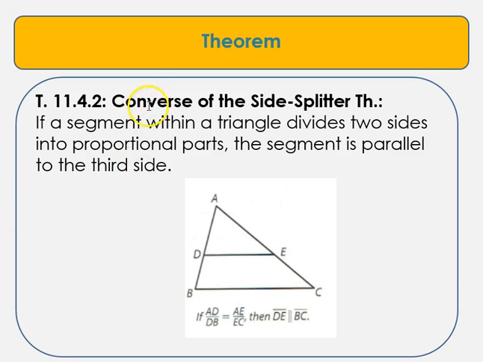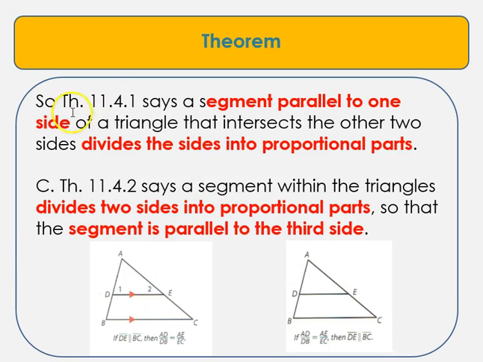There's a converse to our theorem. This is a converse of the side splitter theorem. If a segment within a triangle divides two sides into proportional parts, the segment is parallel. So this is the exact same picture, but what we've done is we've reversed the order of what we're solving for. And so 11.4.1 states that it's a segment parallel to one side, and that it divides the sides into proportional parts.